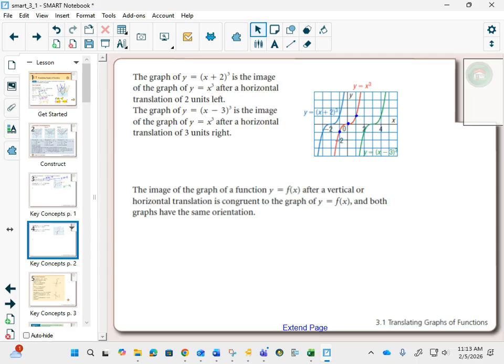And we call these horizontal translations. So the original graph looks exactly the same shape, right? On the blue graph, here are the 3 points. On the green graph, here are the 3 points. And they all got moved the same way in the same direction. And that's our shortcut for graphing.